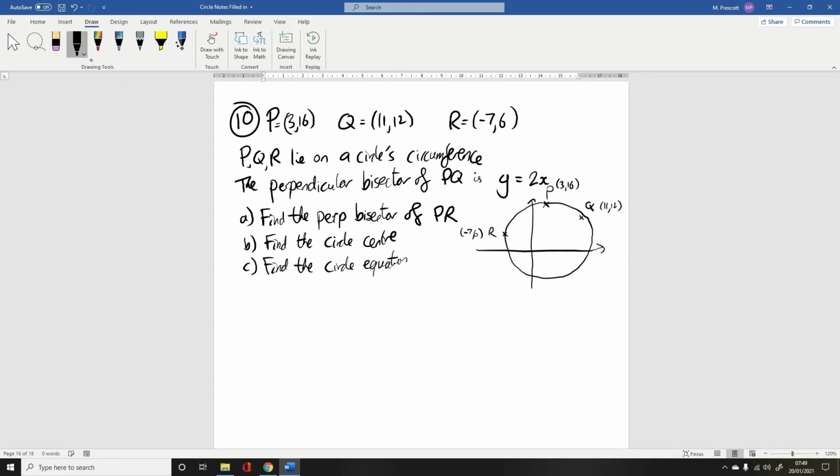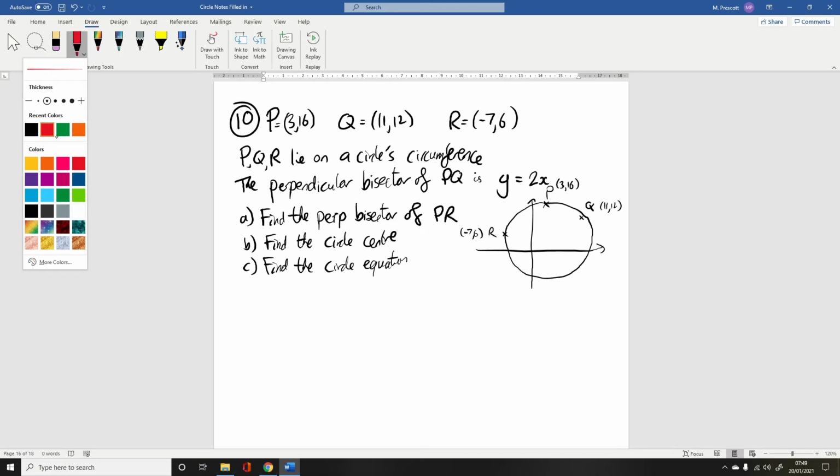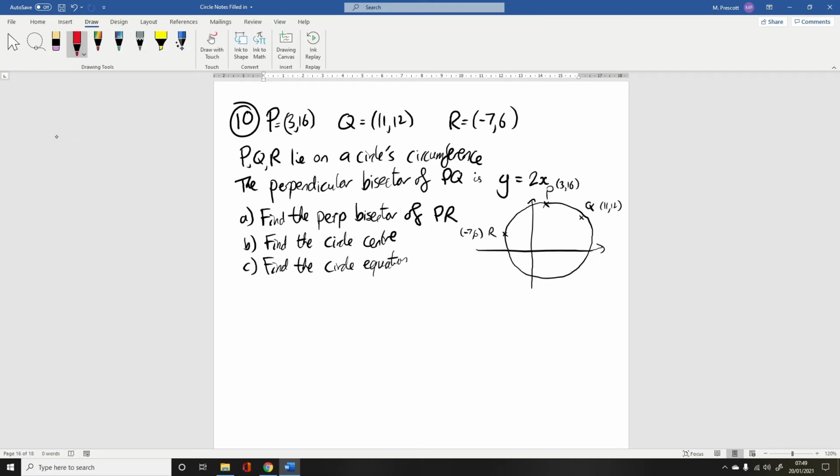So let's just add this on, shall we? So what do we mean by a perpendicular bisector? We mean if we were to draw a line from P to Q, then the line that meets it at right angles and splits it exactly in two. That would be y equals 2x. Okay?